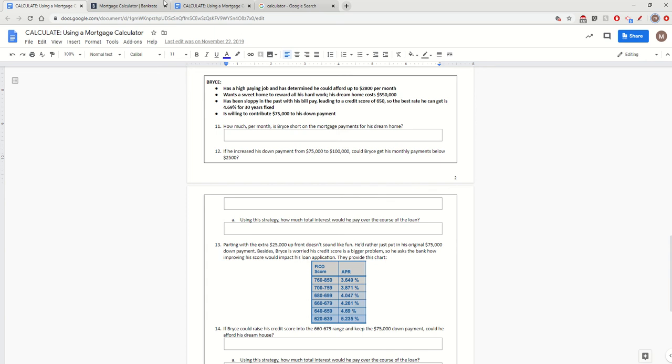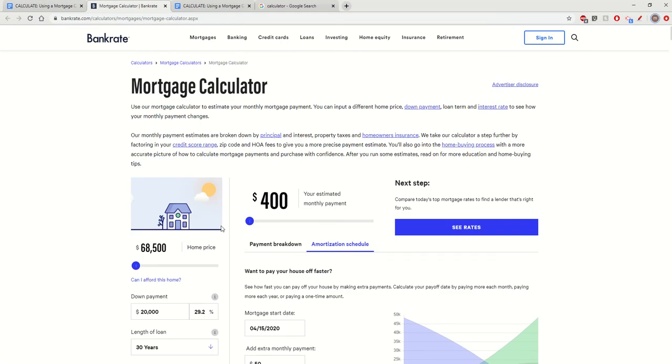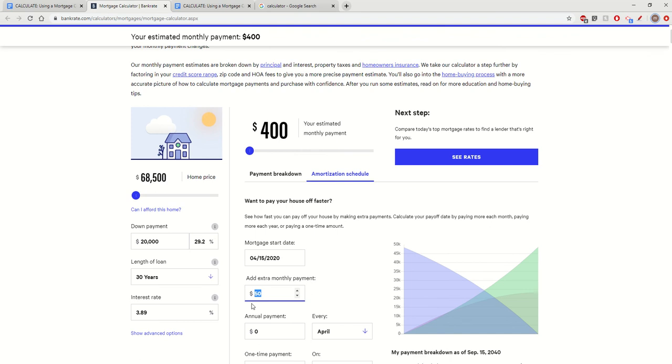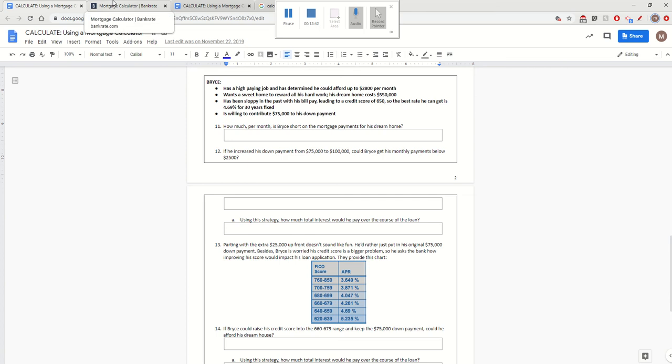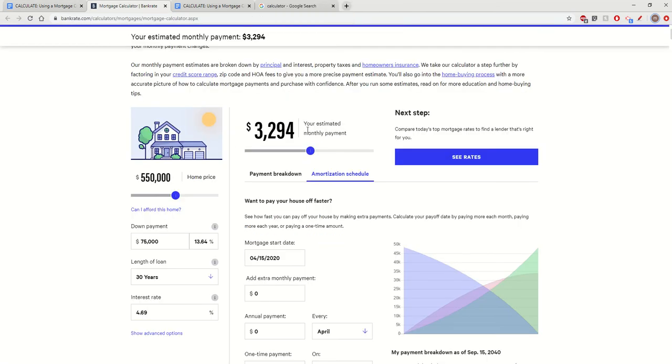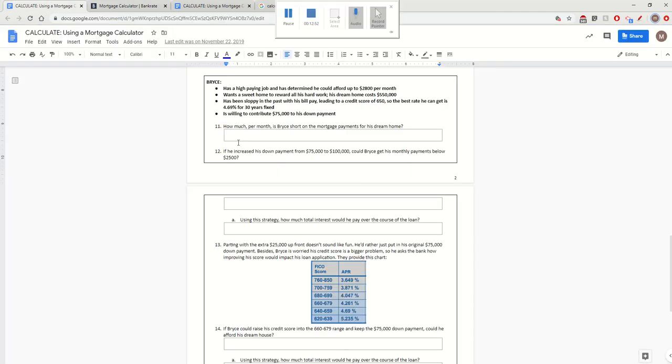Okay, so let's go ahead and put in that information. I'm gonna change this back to 0. Okay, so he can put down 75,000 for his down payment. Oops, why did that happen? Maybe I gotta change this one first. 550,000. Okay, 75,000. Okay, and then 4 point was it 69? Yep. Okay. All right. So his monthly payment would be a whopping $3,294. Okay, it's pretty expensive.